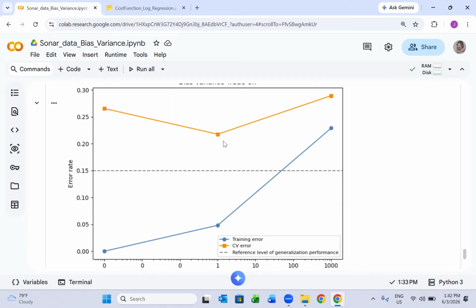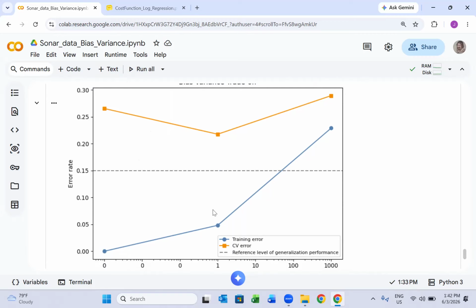Okay. So because we still see a big difference between the cross-validation performance and the reference level, and because we still see a gap between cross-validation performance and training performance, this model still exhibits some bias and some variance, but not as much as these two other models. Like in this model, there's a high variance, and in this model, there's a high bias. In this model, both issues have improved a little bit, but they are still evident.